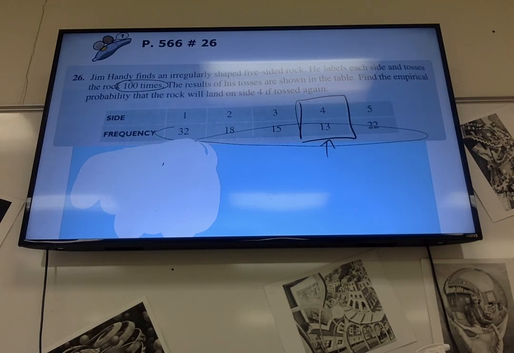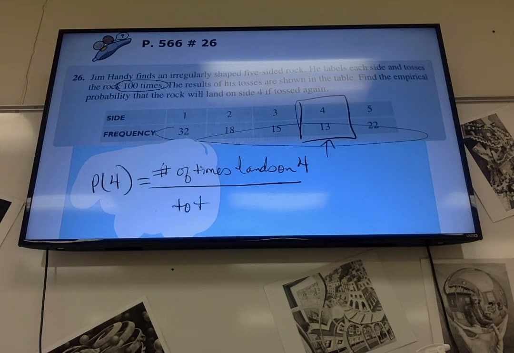Jim Handy finds an irregularly shaped 5-sided rock, and he labels each side and tosses the rock 100 times. The results of his tosses are shown in the table. Find the empirical probability that the rock will land on side 4 if tossed again. So we're trying to find the probability of 4. The number of times it lands on 4 goes on top, and the total number of times it's thrown will go on bottom.